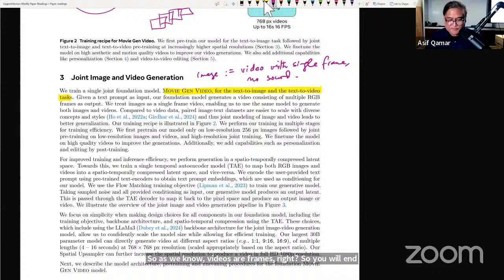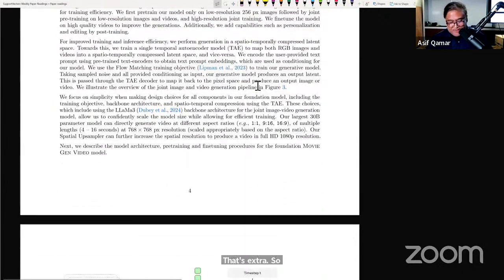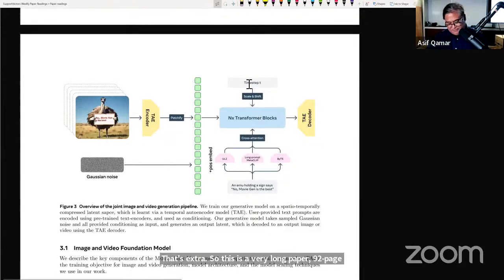And it produces color frames as output. We treat images as a single frame video, enabling us to use the same model to generate videos. Compared to video data, paired image text datasets are easier to scale with diverse concepts, etc. I won't talk about this in detail, it is a very long paper, 92 pages. I know that we have only about half an hour left, so I'll just give you in broad strokes what they do.